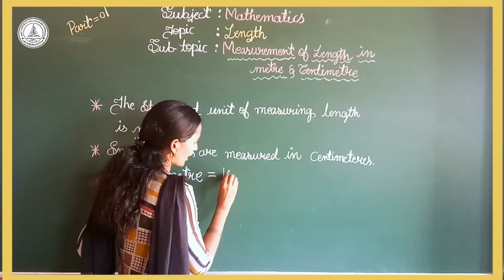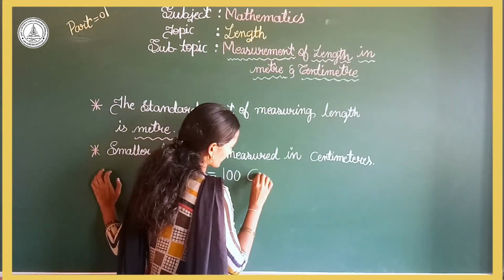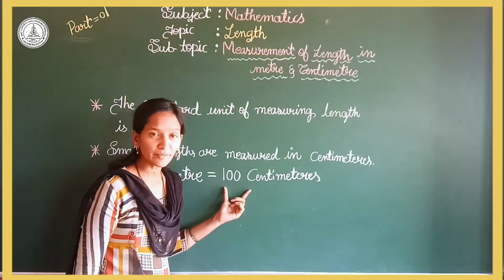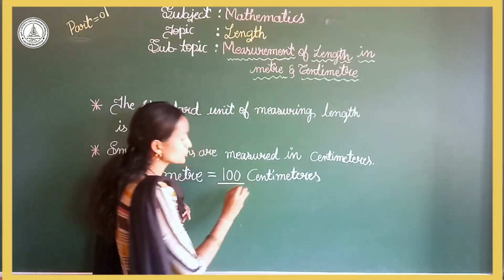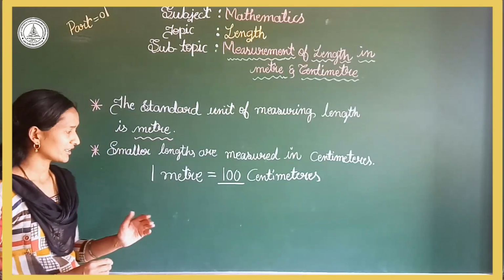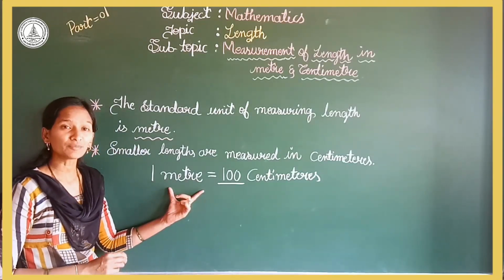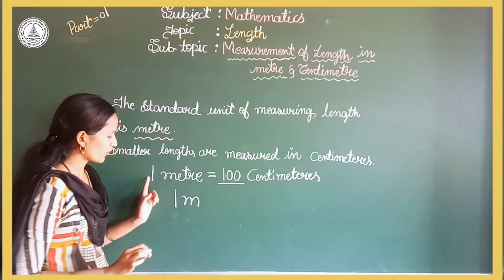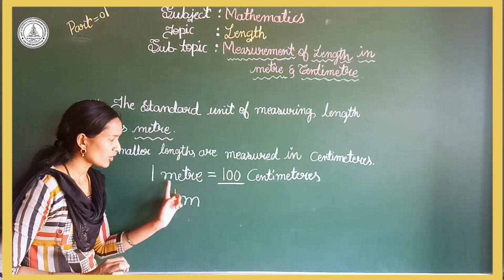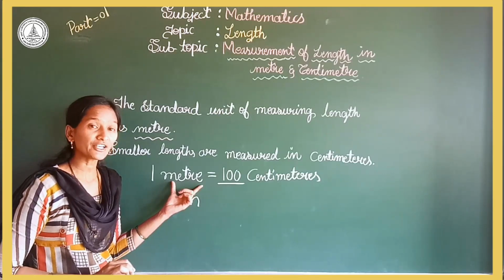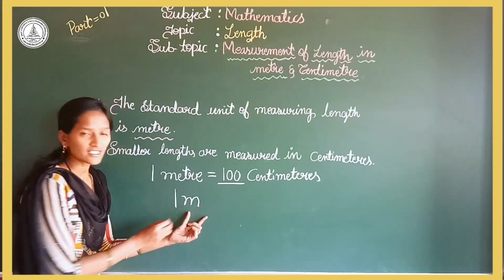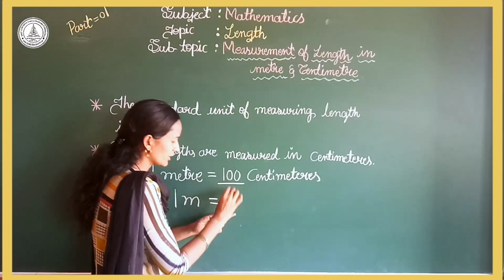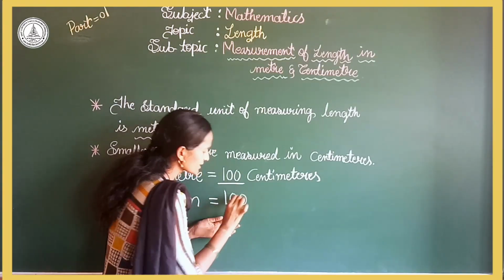So students, 1 meter is equal to 100 centimeters. See here, 1 meter is equal to how many centimeters? So 1 meter is equal to 100 centimeters. The short form of meter is a small m. So write it down as it is. Instead of meter, I am writing the short form, that is a small m. 1 meter is equal to, write down this 100 as it is.